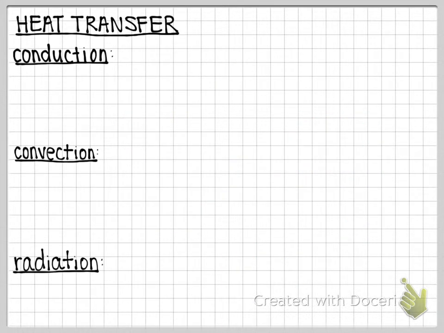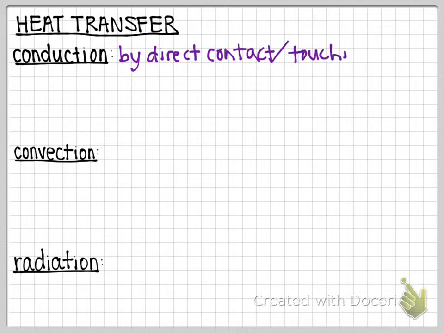The next section is over the 3 types of heat transfer, so conduction, convection, and radiation. Conduction is heat transfer through direct contact. So this is going to be like if you are actually touching something. For example, touching a hot stove, feeling somebody's forehead to see if it feels warm. And so your hand is going to warm up by conduction because you are actually touching something that is warmer.